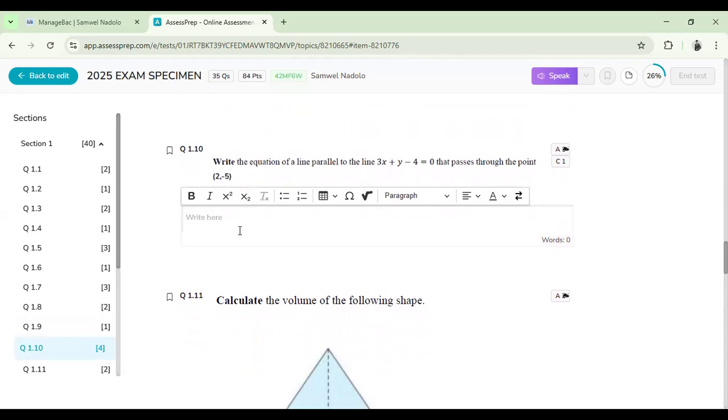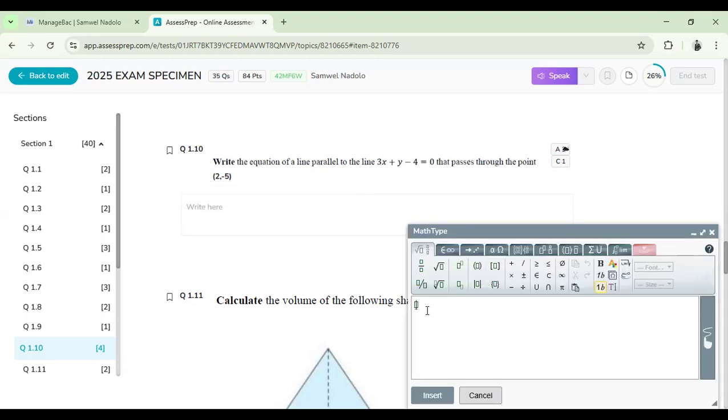1.10, write the equation of a line parallel to this line that passes through the point 2, -5. So here you need to be thinking, what are the properties of parallel lines? And from what we have learned, parallel lines will have similar gradients because they'll have the same slope, or they will tilt or lean the same way in a Cartesian plane. So you really need to write the equation of a line in form of y is equals to mx plus c.